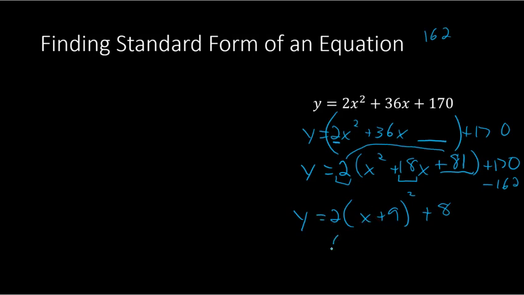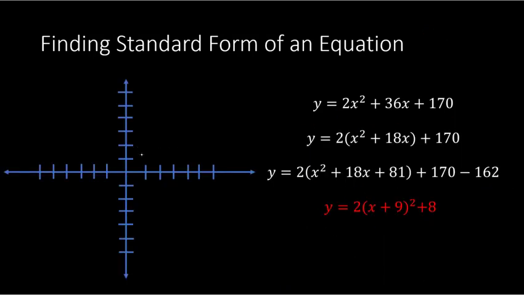All right, and from here we can tell very quickly the vertex. So the vertex would be the opposite of 9. That's negative 9. That's your horizontal shift. 8 gives you your vertical shift. That's going to be positive 8. So your vertex is at negative 9, positive 8. Your axis of symmetry is the vertical line going through the vertex. That would be x equals negative 9. And we know because this number is positive, that's a positive 2, it's going to be opening up. All right, so that's going to be your information about the graph.